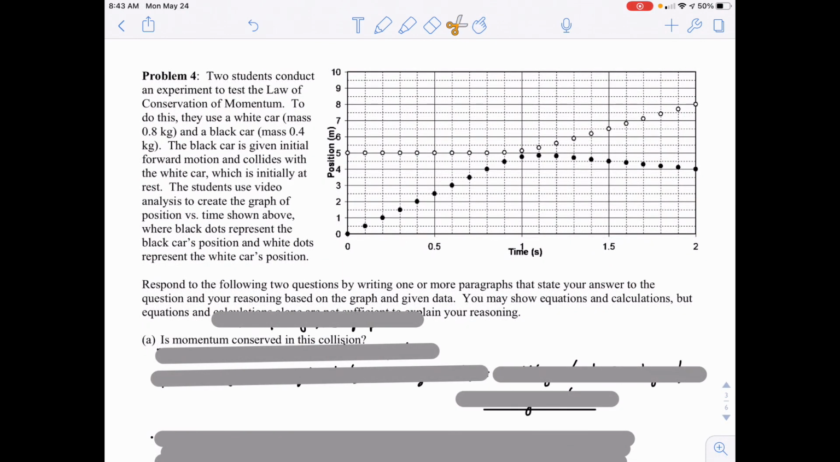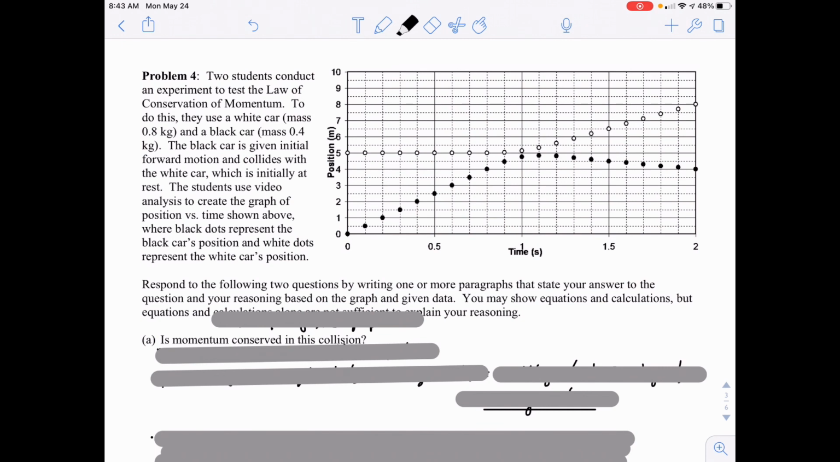Problem 4. Two students conduct an experiment to test the law of conservation of momentum. To do this, they use a white car of mass 0.8 kilograms and a black car of mass 0.4 kilograms. The black car is given an initial forward motion and collides with the white car. And we can see this happen at about 1 second.